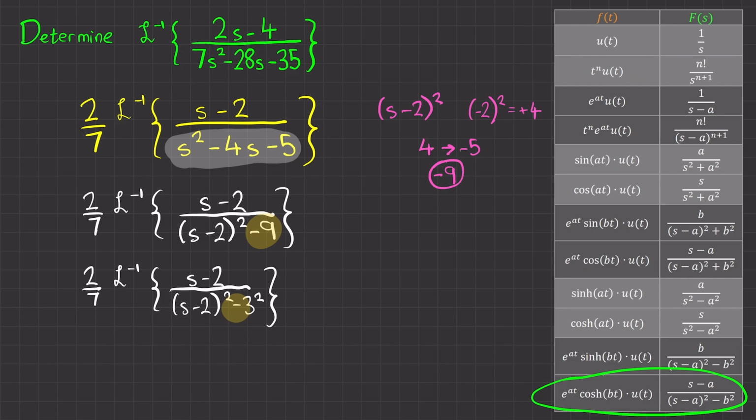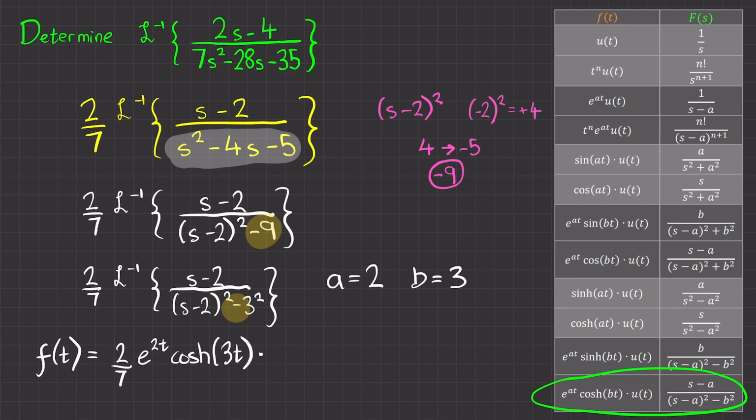I'm going to pull out separately these a and b values. So the a value is, well, we've got minus a here, so minus a equals positive a, so minus 2 must mean that a is positive 2. In the table we can see we've got this minus b squared, and the minus b becomes positive b, and here we have minus 3 squared, so b must be positive 3. Pulling all this together now, we can input this into our f of t function. F of t equals 2/7 of e to the at, or e to the 2t, cosh of bt, or 3t in this instance, multiplied by u of t.